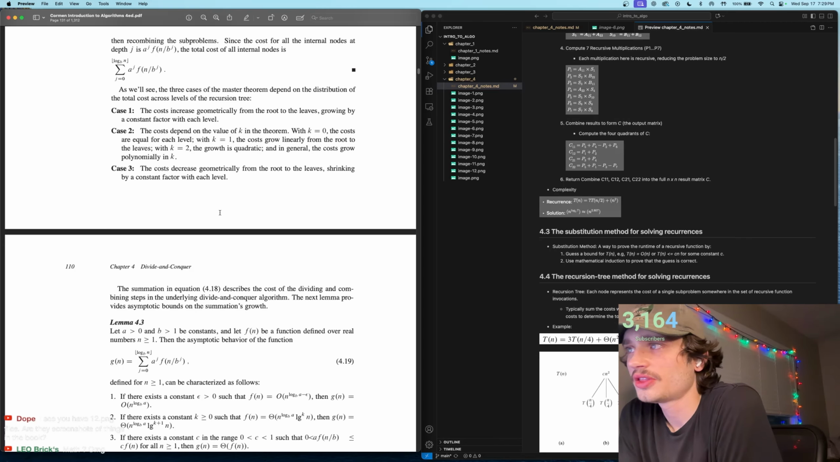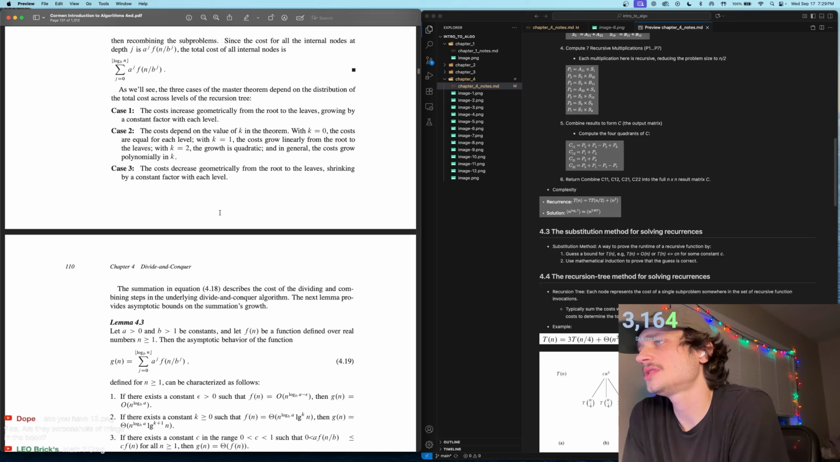Case 2: the costs depend on the value of k in the theorem. With k equal to 0, the costs are equal for each level. With k equal to 1, the costs grow linearly from the root to the leaves. With k equal to 2, the growth is quadratic, and in general, the costs grow polynomially in k. Case 3: the costs decrease geometrically from the root to the leaves, shrinking by a constant factor with each level.